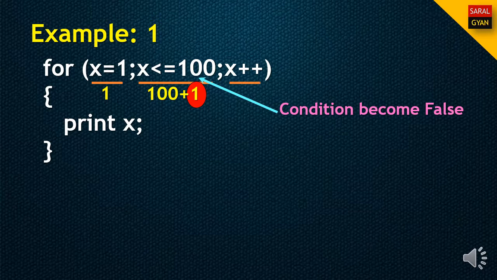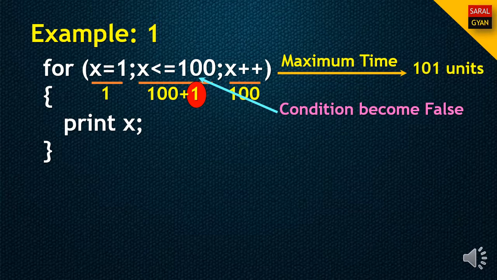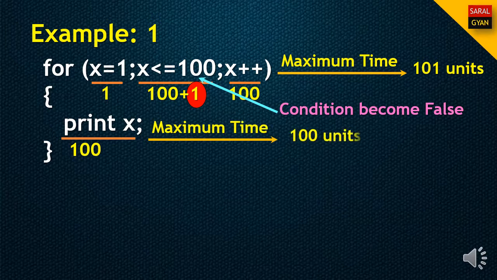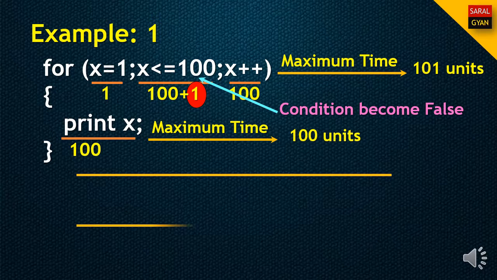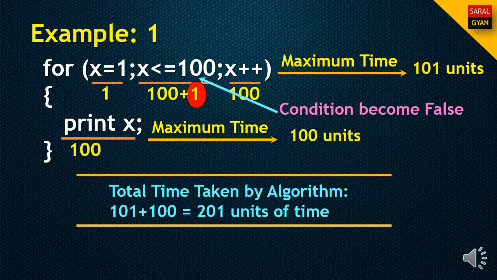Now the increment part will execute 100 times. So the maximum time taken by this statement will be 101 units of time. The print x statement will execute as long as the condition of the loop remains true, so it is going to execute 100 times, taking 100 units of time. If you make the total, the total time taken by the algorithm is 101 plus 100 equal to 201 units of time.